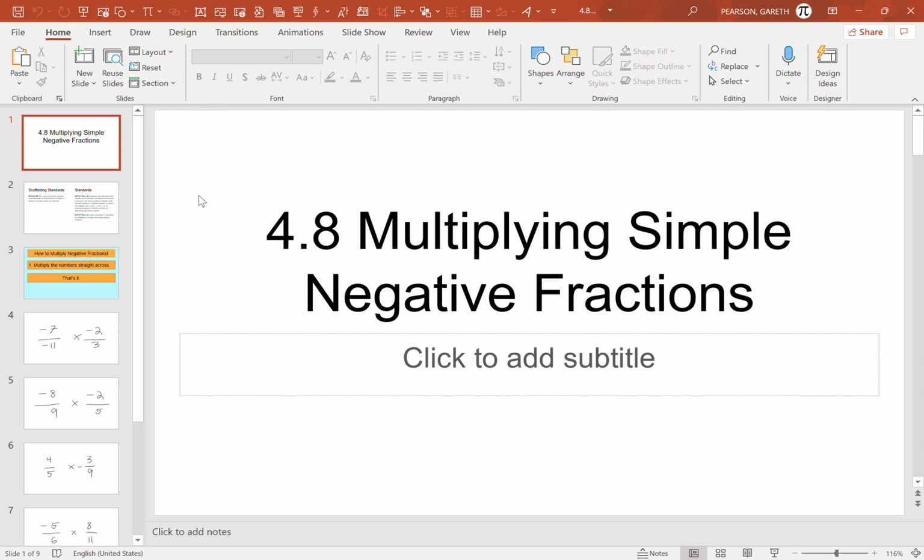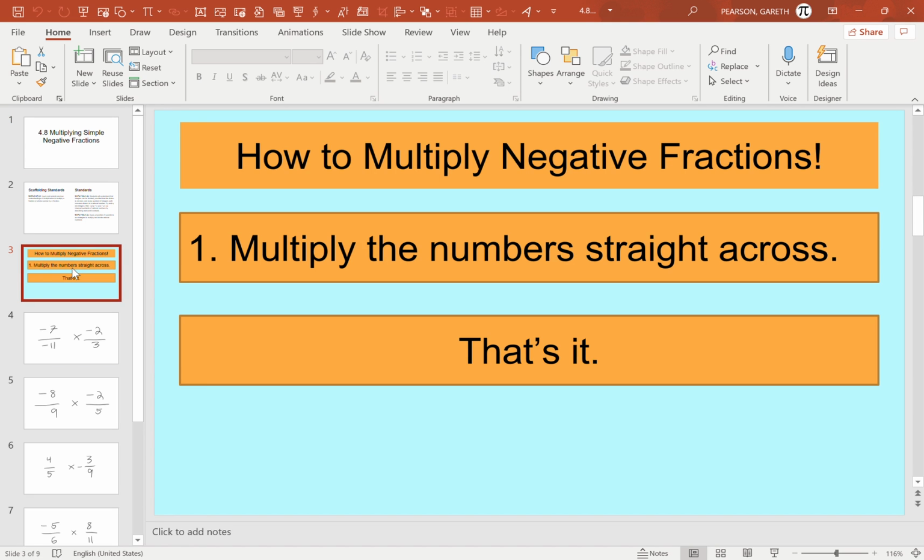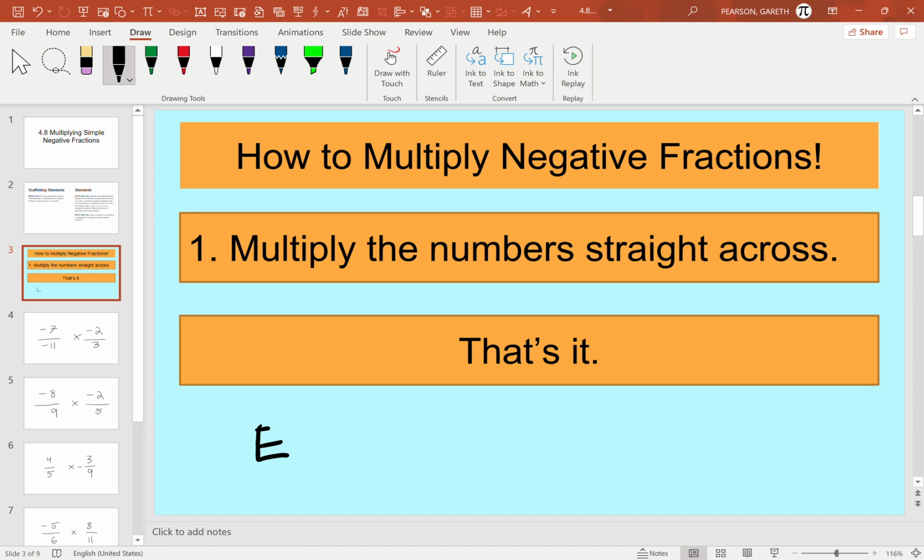Well, ladies and gentlemen, we move on to lesson 4.8, multiplying simple negative fractions. Just like the last lesson, here there's only one rule. Multiply the numbers straight across. The only thing you have to do afterward is do the whole trick of counting the number of negatives you see. If the number of negatives is even, that means that you have a positive answer, and if the number of negatives is odd, that means that you have a negative answer. Let's see how easy this is.